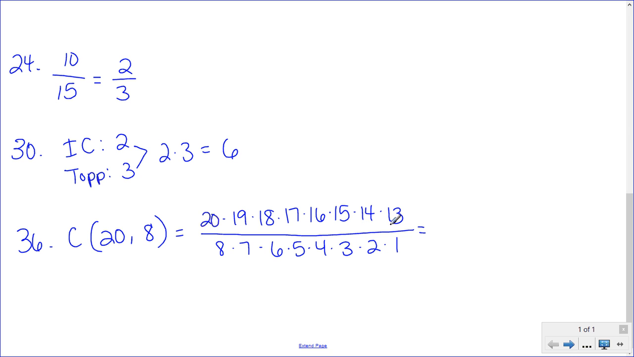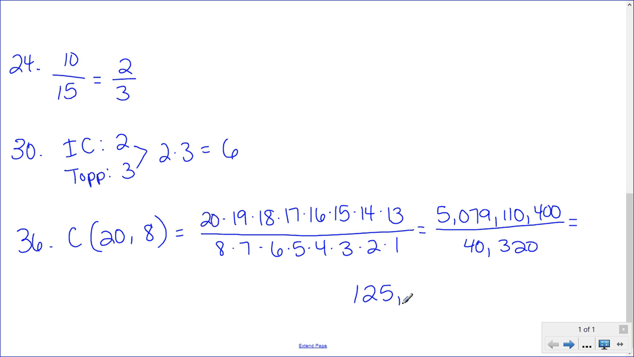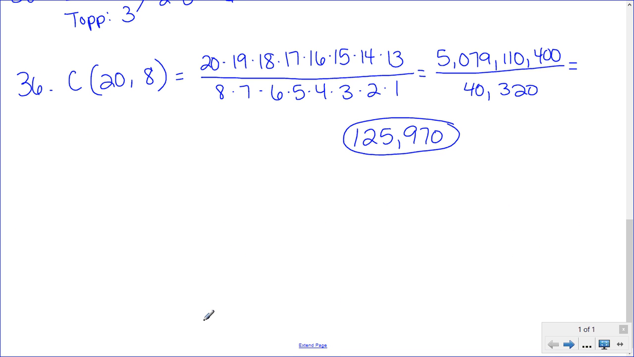And we get some pretty large numbers here. This is 5,079,110,400 over 40,320. And when we divide this, we get a final answer of 125,970. That's a lot of outcomes.